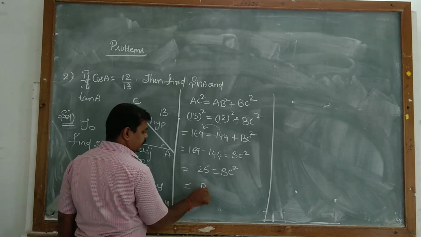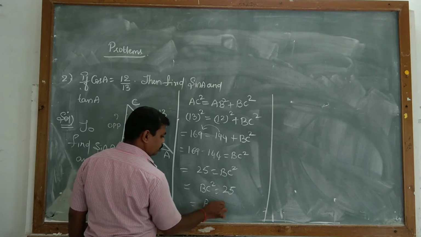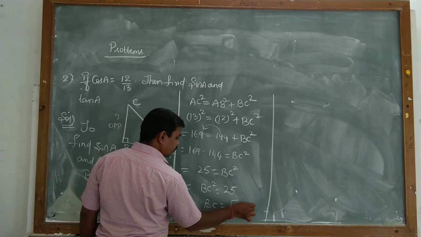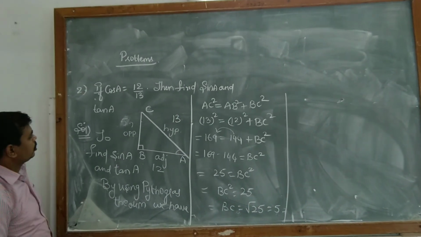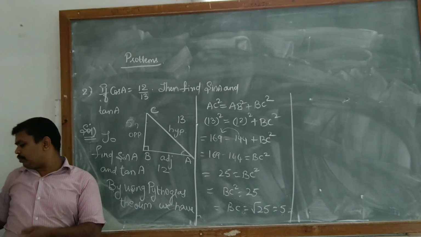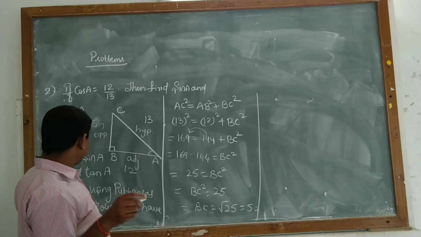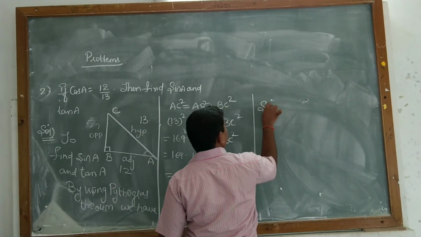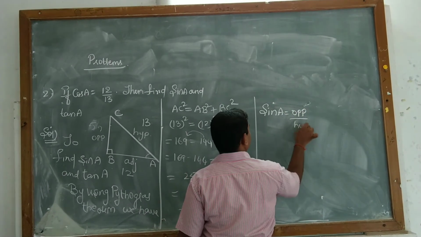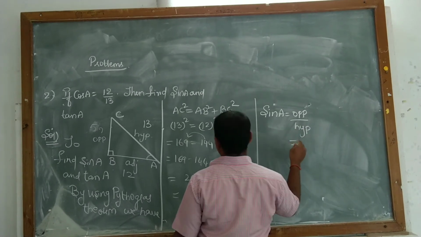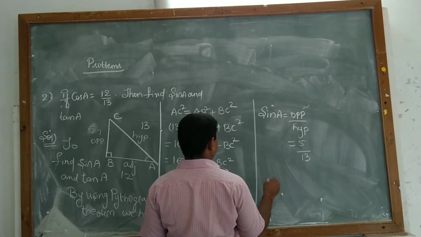That means BC square is equal to 25, means what will be the value of BC? Root of 25, which is equal to 5, which we have obtained here. Okay, BC value is equal to 5. Now we need to find out sin A. Now sin A is equal to how much? Opposite by hypotenuse. What is the opposite value? 5 by hypotenuse 13.